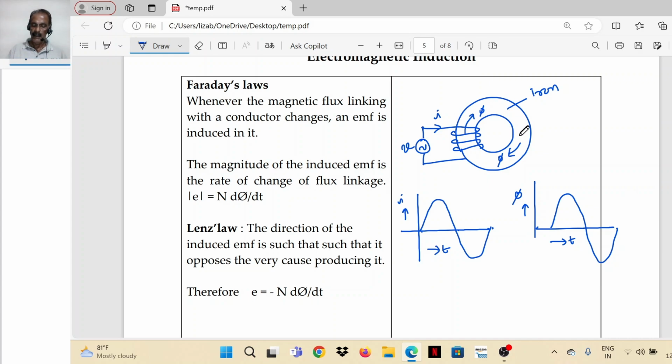So the flux through the core is varying. At a different instant, it has different values, 0 to maximum, maximum to 0, 0 to negative maximum, back to 0, like that. So what happens is that this coil is linking this time varying flux. So an EMF is induced in the coil.